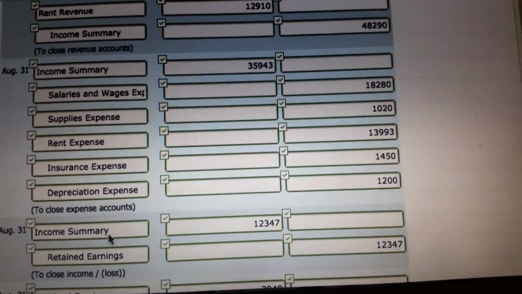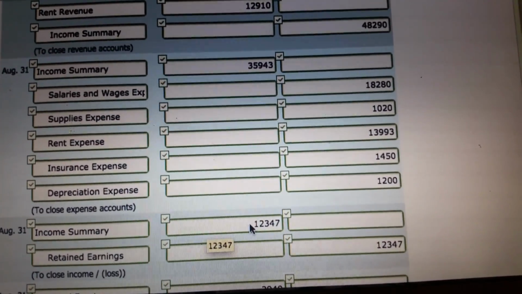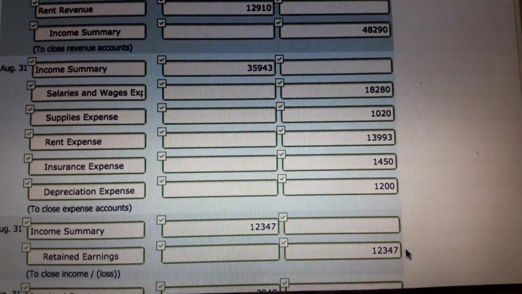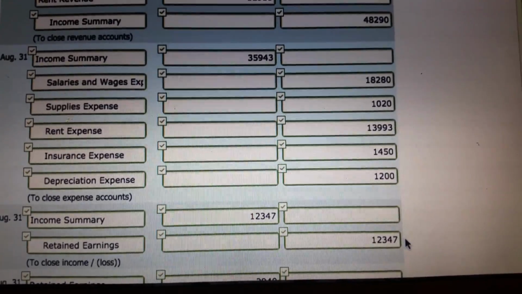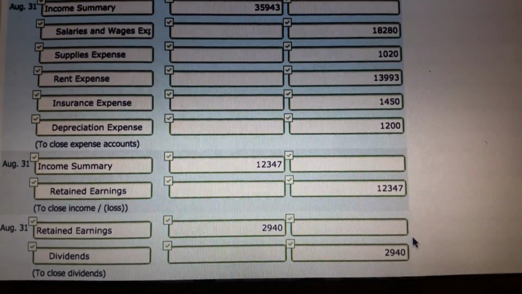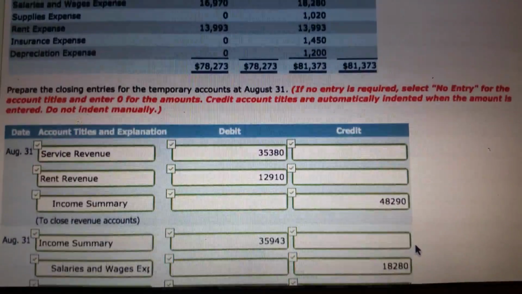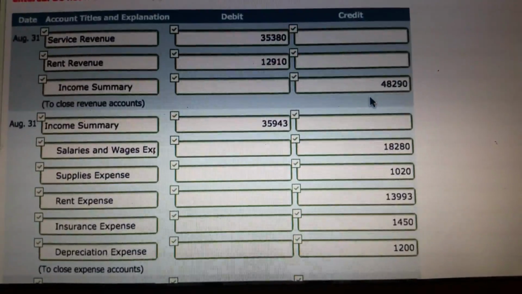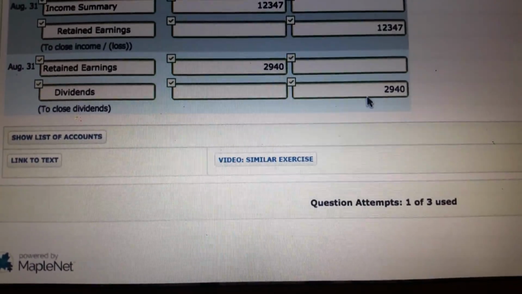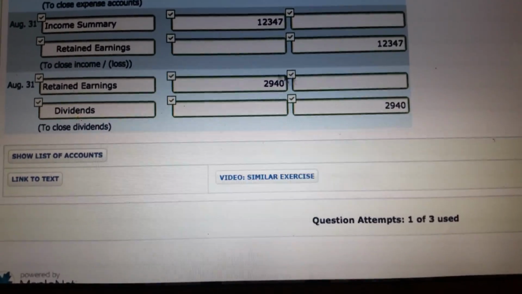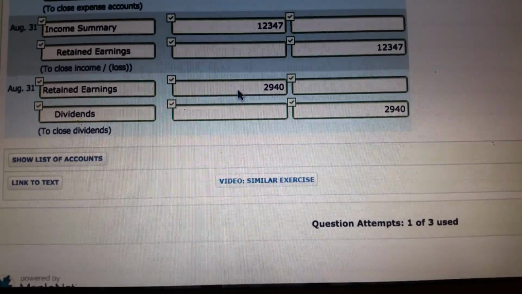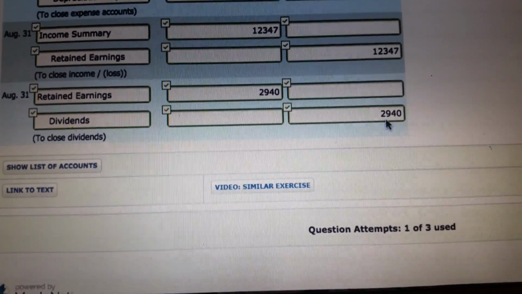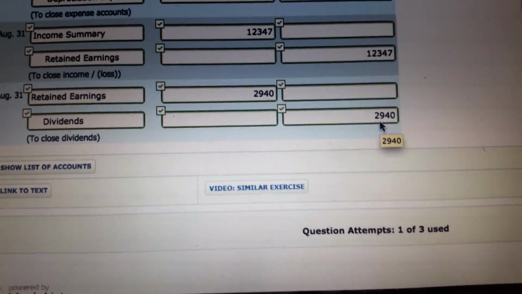So under our income summary, we debited our 12,347, and under retained earnings, we credited our 12,347. We are left with our dividends, and as you can see right up here, as we scroll back up, our dividends have a normal balance of 2,940, and we did the same thing that we did with our closed income. We debited the 2,940 to our retained earnings, and on our dividends, we credit the 2,940.